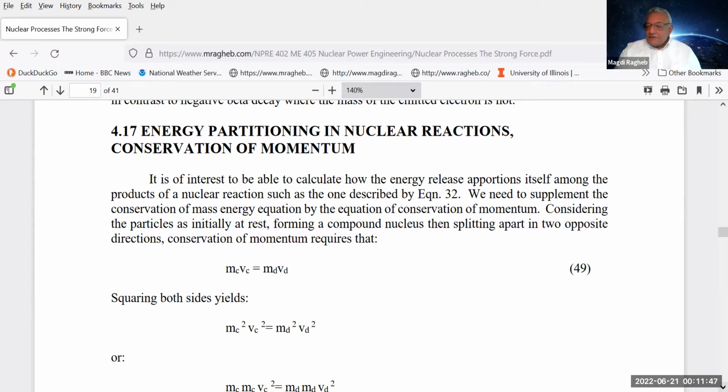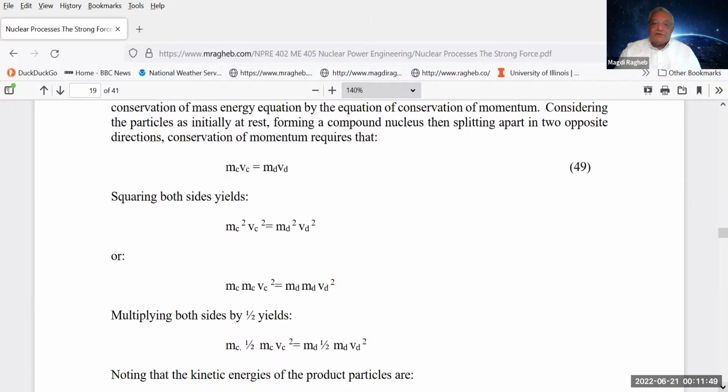Let's just gain some information here by squaring both sides of this equation, the momentum. So m sub c squared, v sub c squared should be equal to m sub d squared, v sub d squared. Let's separate the two m's here, m sub c here and m sub d, and add a factor of 1/2 here and a factor of 1/2 here. What do you recognize here?